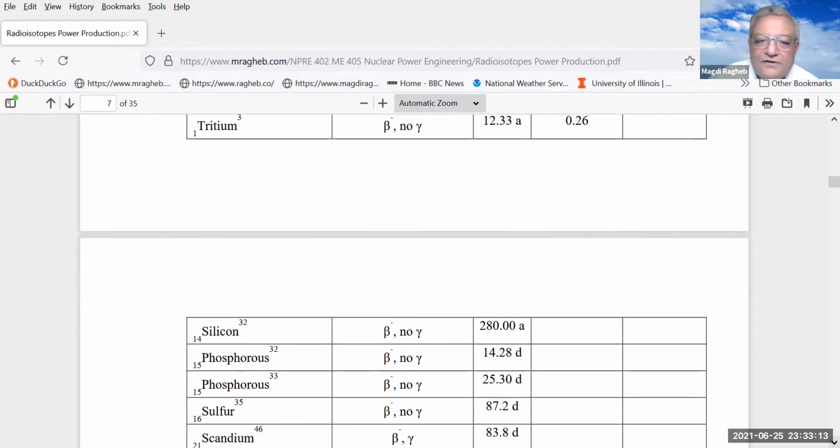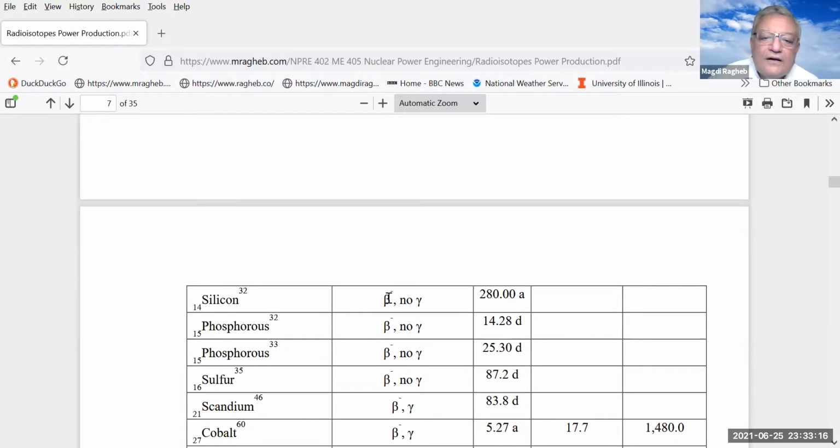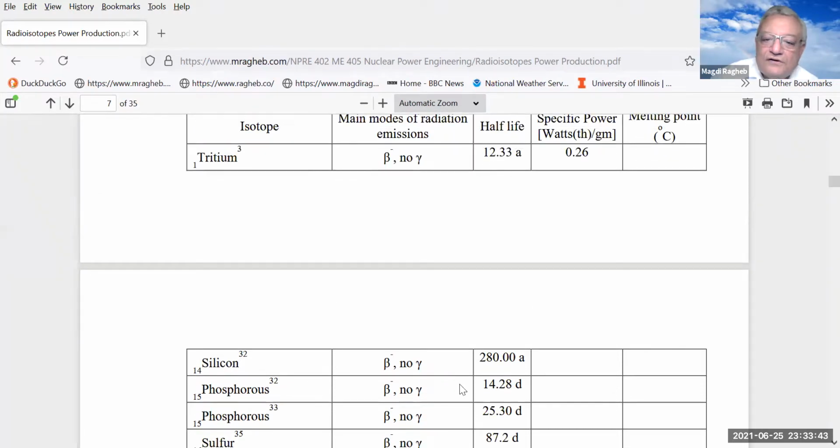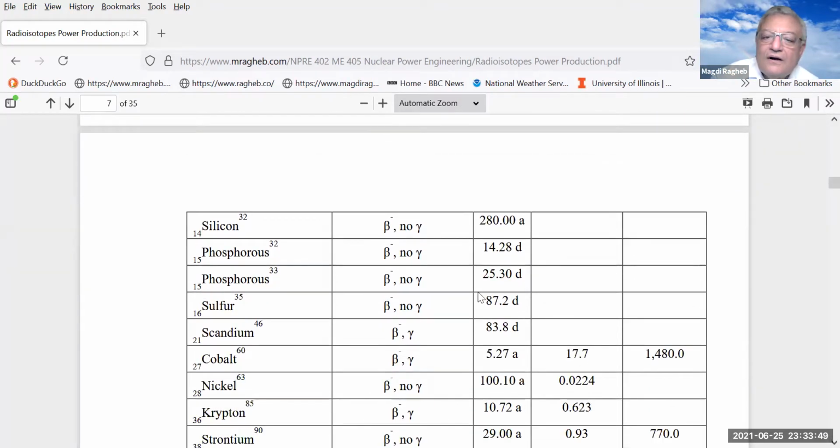I have added to the list here silicon-32. It's also interesting for MEMS applications because it doesn't emit gamma rays. Phosphorus-32, phosphorus-33, sulfur-35, scandium-46, or cobalt-60, but then these start emitting gamma radiation, and you have to shield against that gamma radiation. Some of them have different half-lives, practical lifetimes. Tritium is 12 years, but if you need something that has a very short half-life, say in a medical application, 14 days, that's phosphorus-32 or sulfur-35.